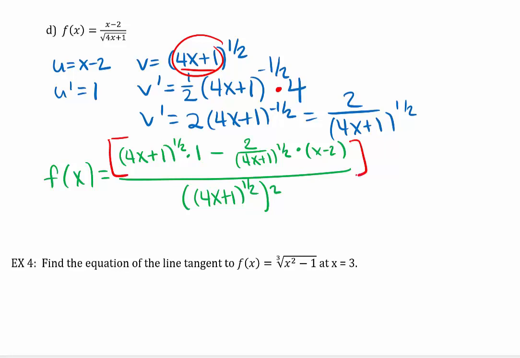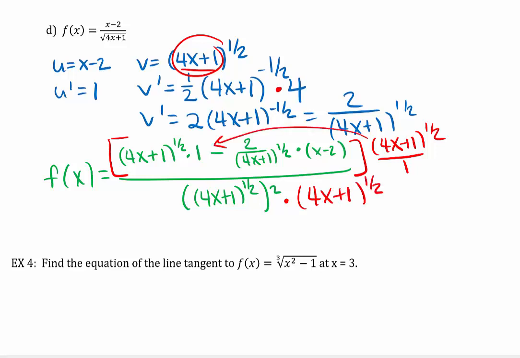The LCD here is (4x+1)^(1/2). So I'm going to multiply everything on the top and everything on the bottom by that LCD. If I take the first term and multiply that by the LCD, (4x+1)^(1/2) times (4x+1)^(1/2), we are multiplying two square roots together. We are squaring a square root, and that should just give us 4x+1.